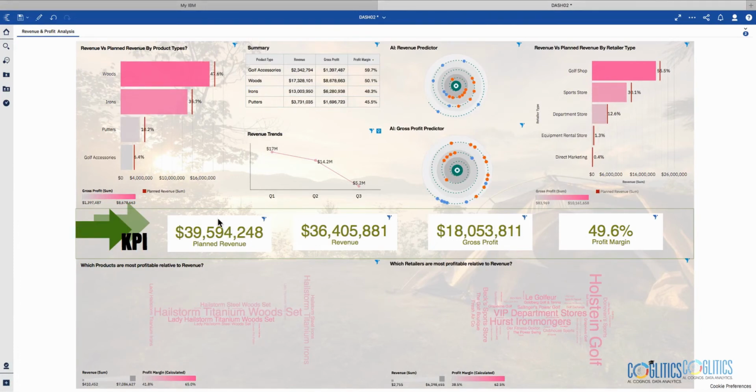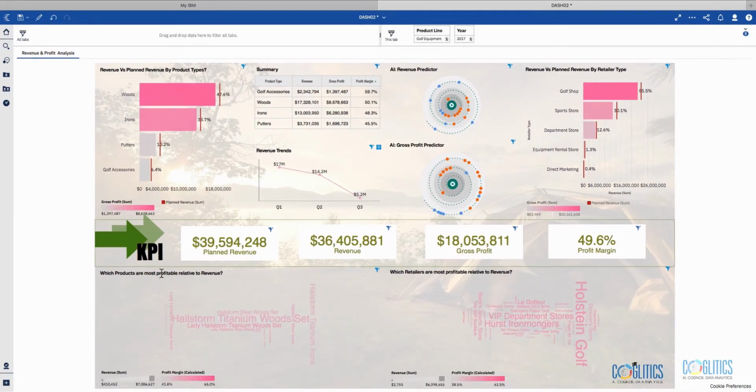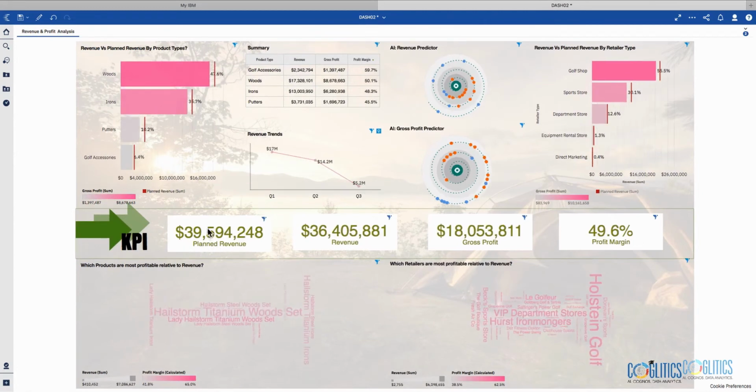Moving right along, I have some KPIs here in the center so that it tells us at any point in time our planned revenue in the context of our filtered product line happened to be almost $40 million. This is our planned. Our current revenue is trailing our planned revenue. This is our gross profit, and this is our profit margin. Relative to our revenue, this is how much profit we are making in the context of our golf equipment.